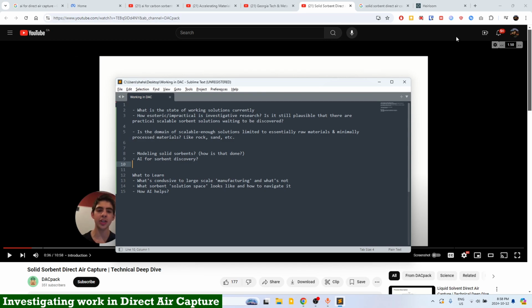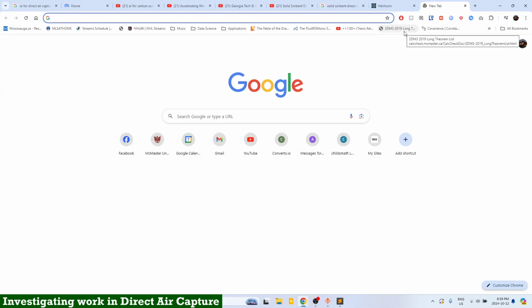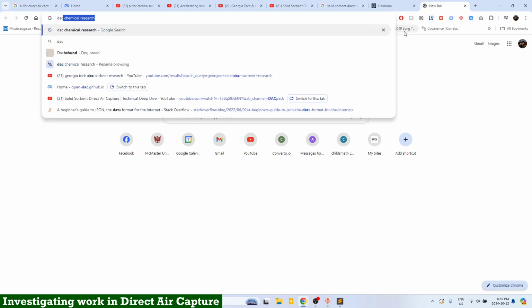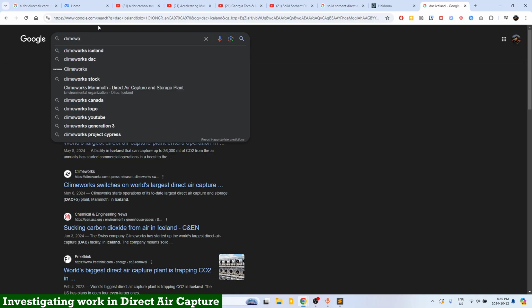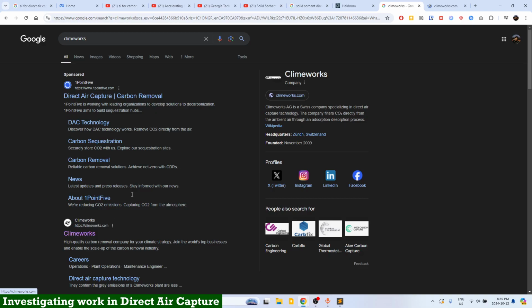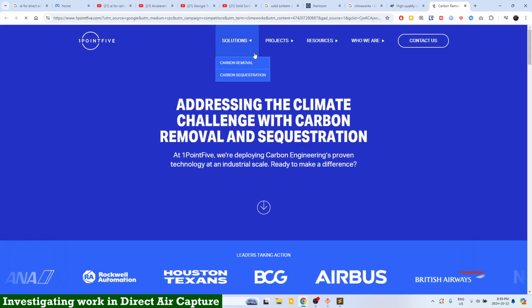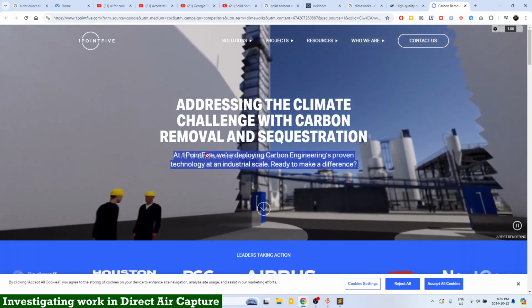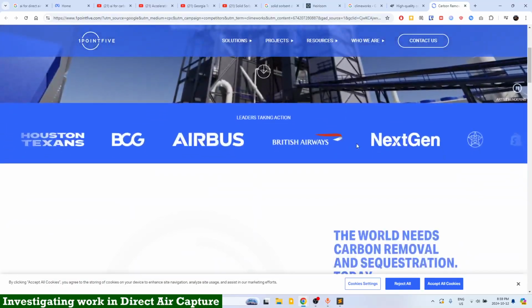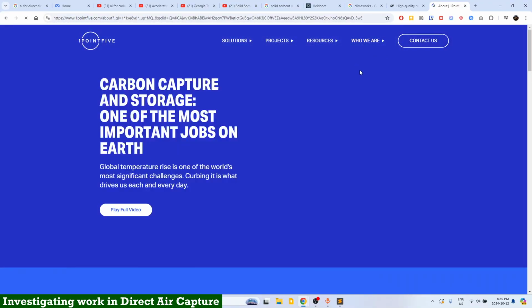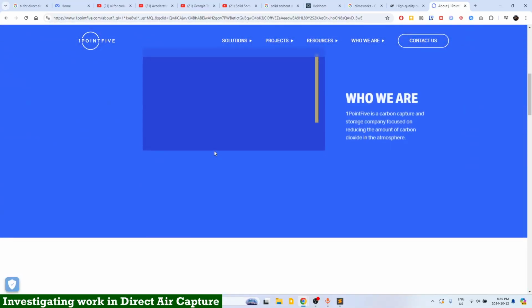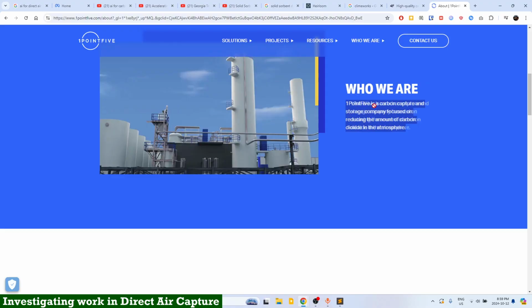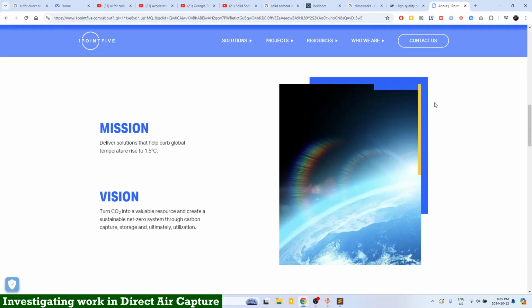Who's the Icelandic company? Climeworks. Who's 1.5? What is 1.5? Addressing removal sequestration. Okay, so they make plants too. Yeah, I remember this. I've seen video of this conference, I think. Carbon capture and storage company. Okay. Maybe I'll work for a carbon capture and storage company.